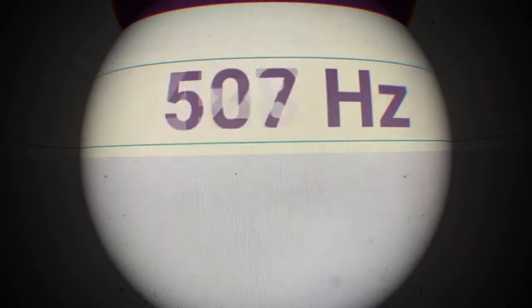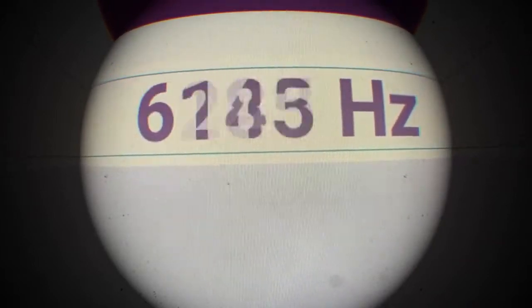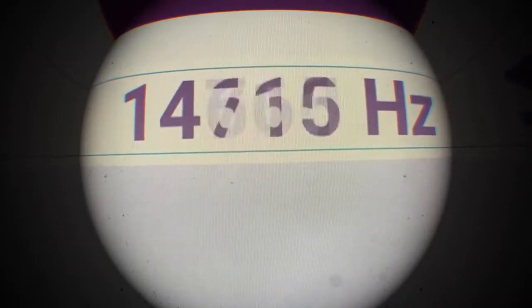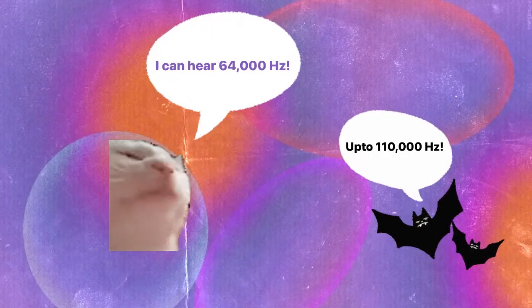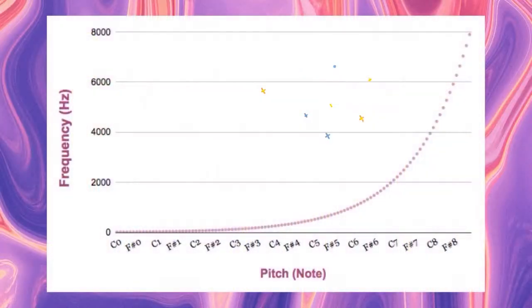The slowest vibration human ears can hear is 20 Hz, while the fastest is 20,000 Hz. Cats can hear even higher, while bats can hear up to 110,000 Hz. As we can see, there is an exponential relationship between pitch and the frequency of the sound wave.